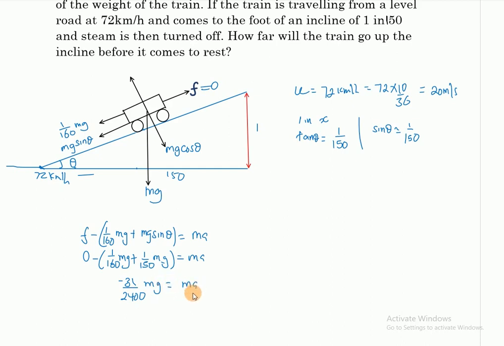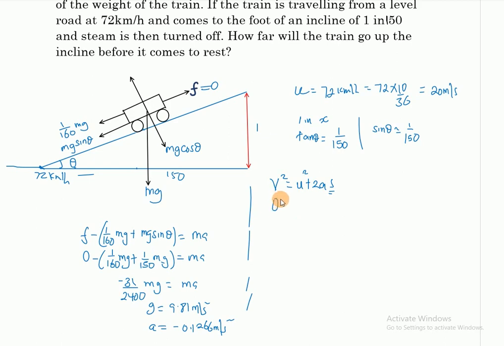This equals ma. When you substitute g equal to 9.81 meters per second squared, the m's cancel and you get the value of a as negative 0.1266 meters per second squared. Why are we getting that? Because we want to use the fact that v squared, the final velocity, is equal to u squared plus 2as, where s is the distance covered along the incline.